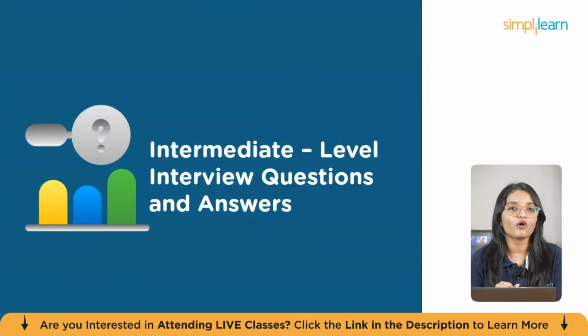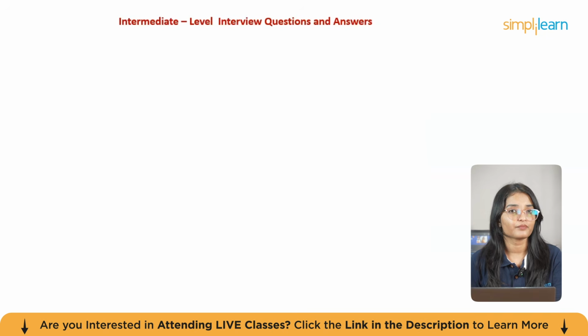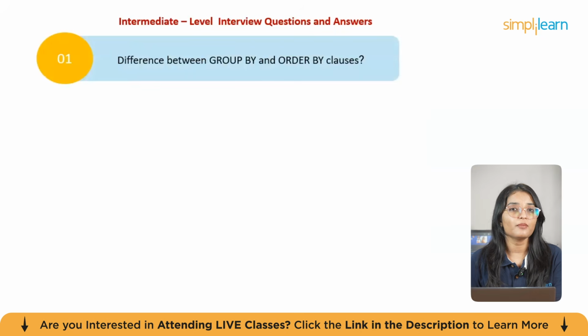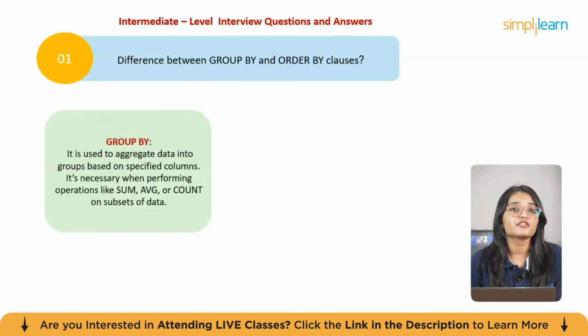Now it's time to move on to some intermediate level questions. Let's first talk about the difference between GROUP BY and ORDER BY clauses. The answer is, GROUP BY is used to aggregate data into groups based on specified columns. It's necessary when performing operations like sum, average, or count on subsets of data. For example, you might group employees by department and then calculate the average salary per department.